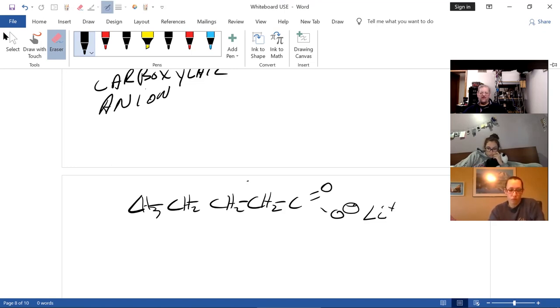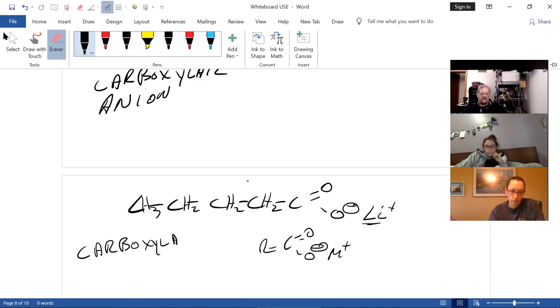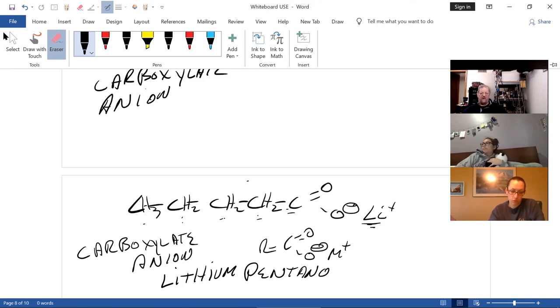All right, I think everybody's done. Let's take a look at what's there. Ooh, carbonyl carbon, oxygen, but it has a charge on it, a negative charge, and I have a cation, M plus. This is a carboxylate anion. And what will I do? I'll name M plus as the element it comes from, lithium. And in this case, what's the longest chain? 1, 2, 3, 4, 5, pentane. Drop the E, add OATE. Lithium pentanoate.